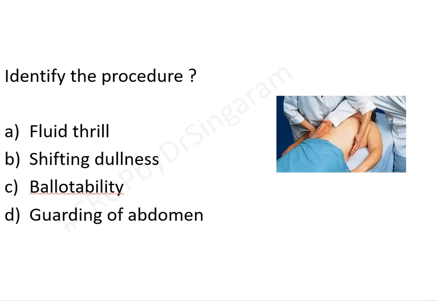Ballotability is something like you are just moving the organ up and down. It is usually done while examining for kidney masses. Guarding of the abdomen means the patient will not even allow you to touch the abdomen. It is usually encountered in case of peritonitis. You will not be able to do the abdomen examination in these patients. So it is going to be fluid thrill or shifting dullness.